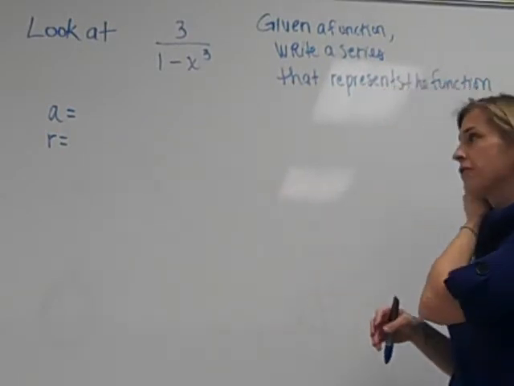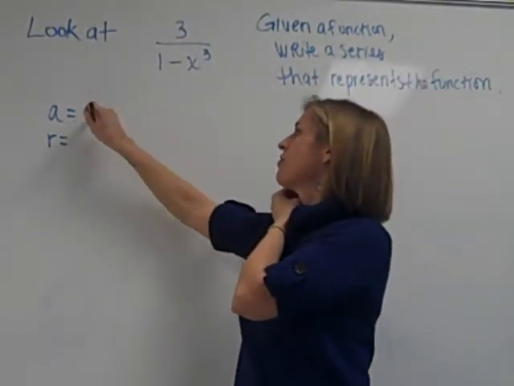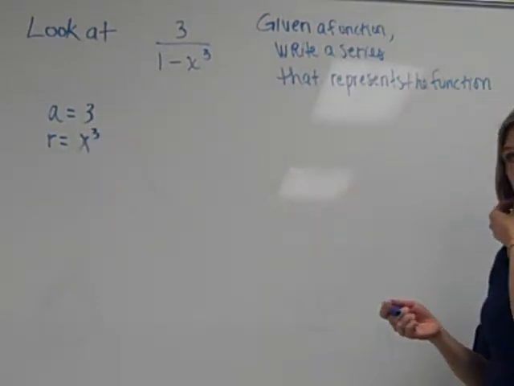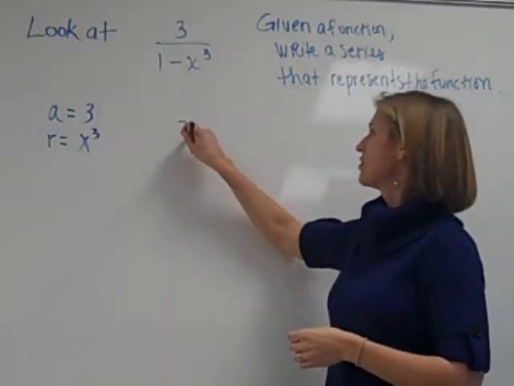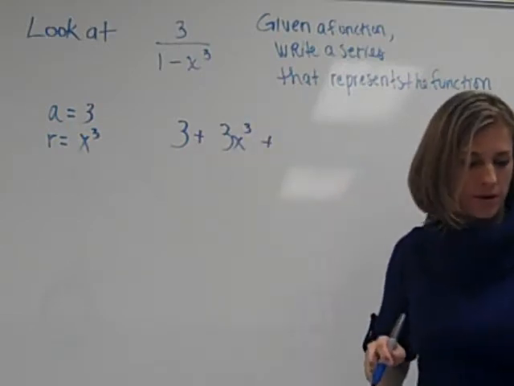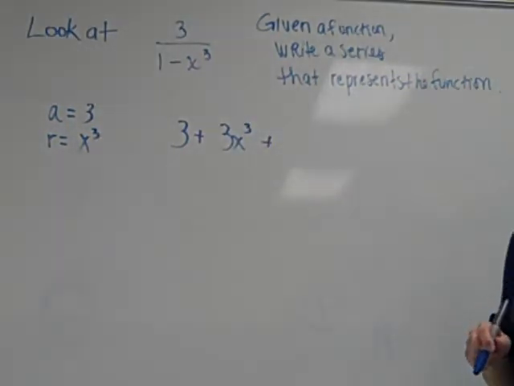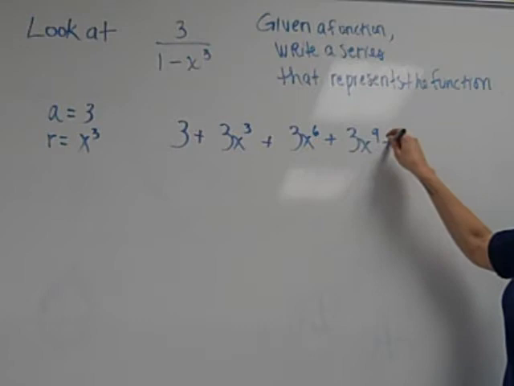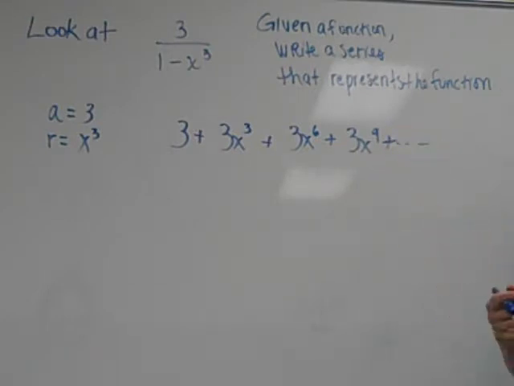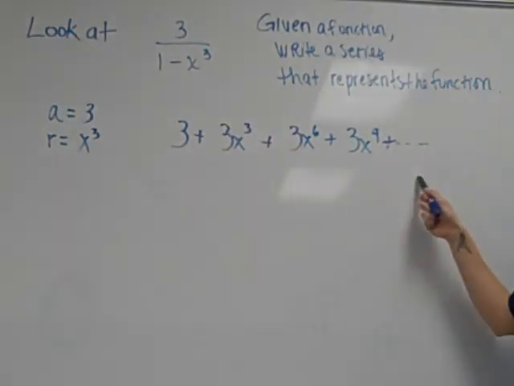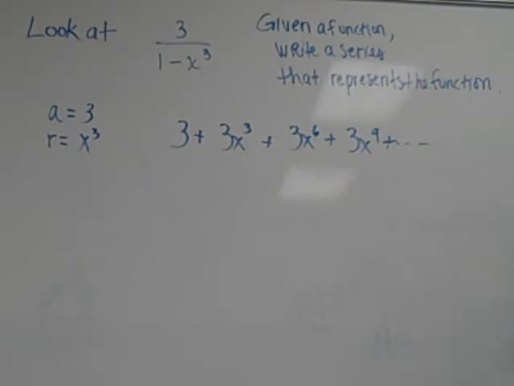So we can take it and we can write the first few terms out. So we know that A is 3, and R is x to the third. So if we want to write a series that represents this function, I can just start. My first term is 3. My second term is 3x to the third. My third term is 3x to the sixth, 3x to the ninth, and so on. So I won't graph this because you get it now, but if I were to graph the original and a bunch of these first few terms, they will be the same thing from -1 to 1. But I also have to be able to write a general term for this.